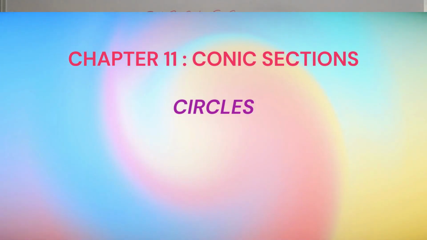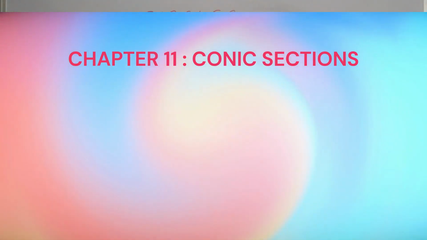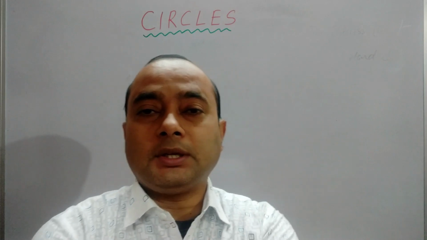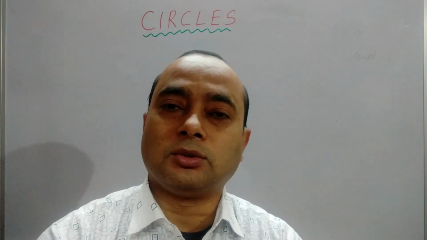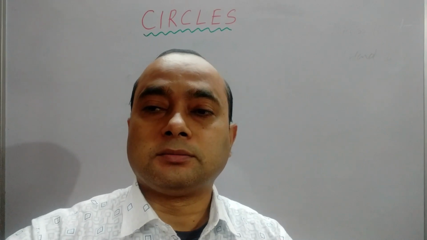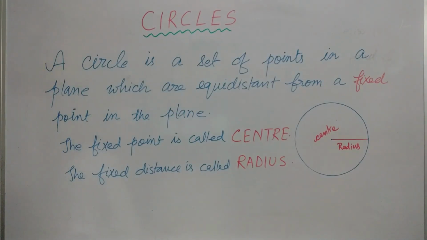Hello students, today we are going to discuss the first topic in the chapter conic section, that is circles. Already you have studied in class 9th the definition of circle and in class 10th also. So what is a circle? A circle is a set of points in a plane which are equidistant from a fixed point in the plane.